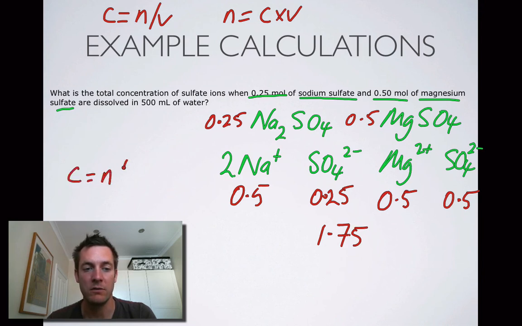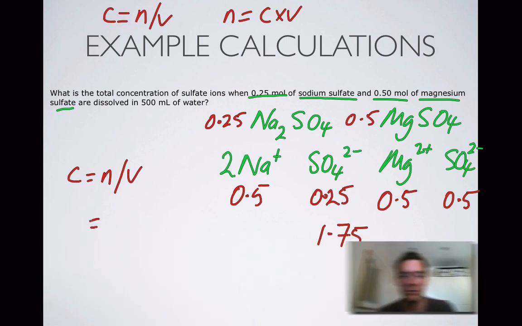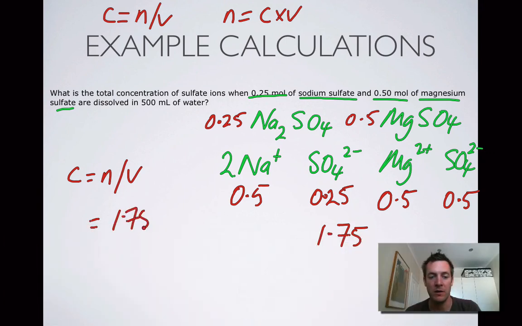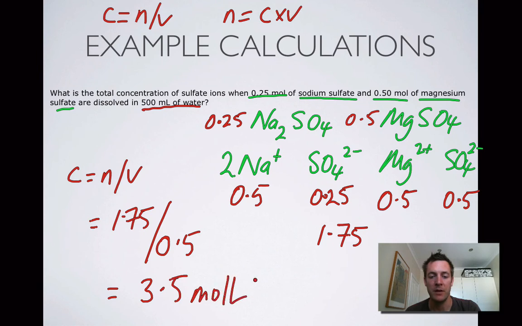And we can go and do our C equals N on V calculation now. C equals N on V, which equals the number of moles, which is 1.75, divided by the volume, which is 0.5 of a litre. Remember, we've got to do this in litres, and there's 500 millilitres. Sorry, there's 1,000 millilitres in a litre. So that's 0.5 of a litre there. Okay, and that's simply double 1.75, which is 3.5 moles per litre. Now that problem was fairly straightforward because we're told the number of moles and we're told the volume of the solution.